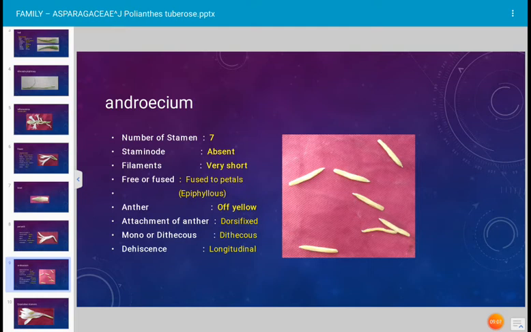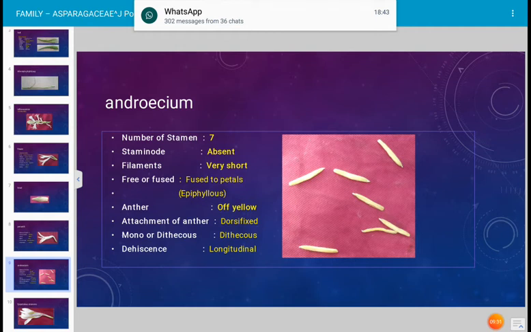See the stamens, filament and anther. Anther is very big, long, and filaments are very short. What is a filament? Filament is the stalk of the anther. It is very short, and the stamens are attached to the petals. The filaments are attached, the stamens are attached to the petals. That condition is described as epiphyllous condition.